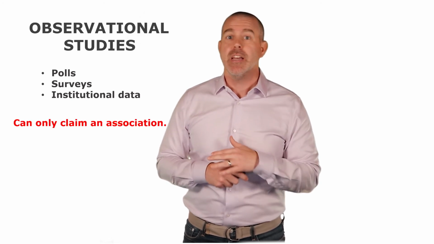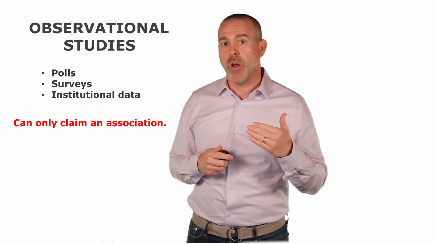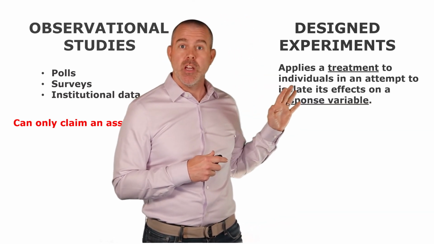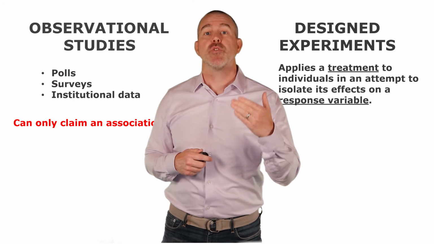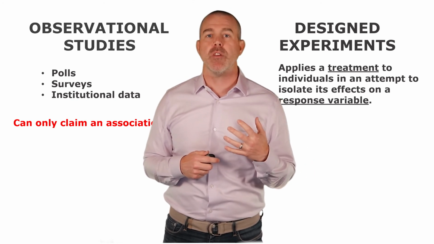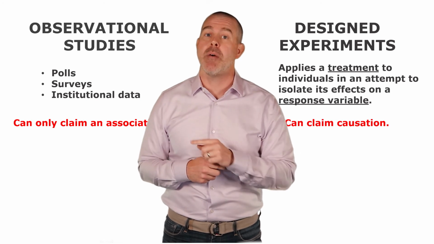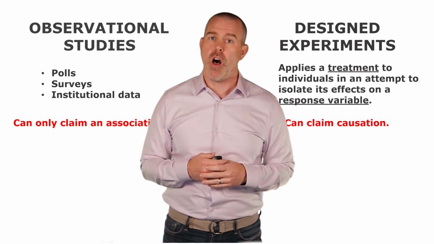So again, the big difference here: observational studies, these are just polls, surveys, maybe some institutional data that's been collected. You cannot claim that one variable causes another. But designed experiments, this is where we have some kind of treatment that we're applying and we're measuring the results and the effect on some response variable. In those, you can claim causation, that one variable caused the results in another.